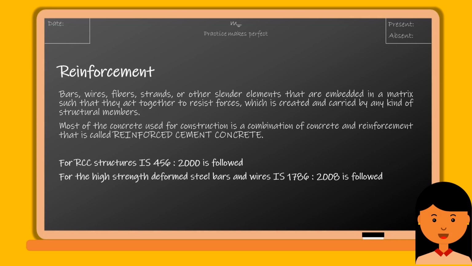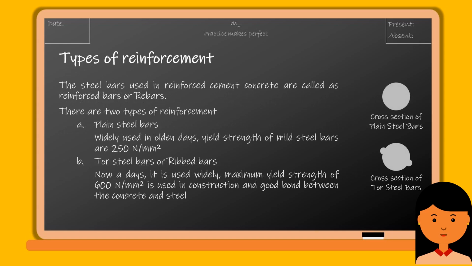Reinforcement is playing a vital role in any kind of structure. Bars, wires, fibers, strands, or other slender elements that are embedded in a matrix, such that they act together to resist forces, which are created and carried by any kind of structural members. Most of the concrete used for construction is a combination of concrete and reinforcement, that is called reinforced cement concrete. The steel bars used in reinforced cement concrete are called reinforcement bars, or rebars.